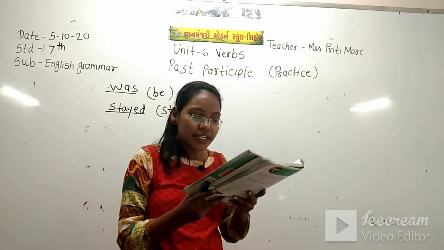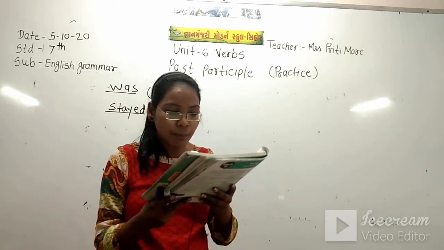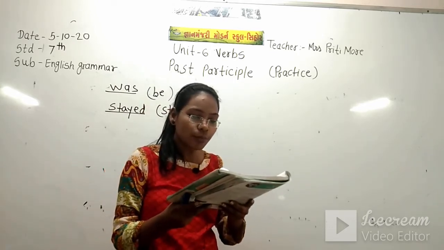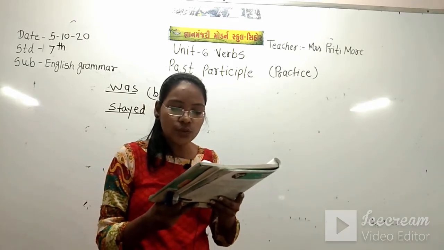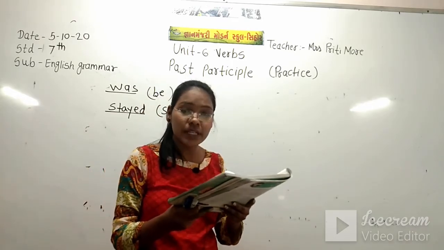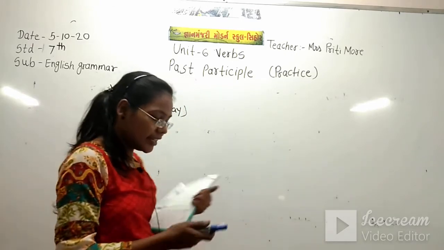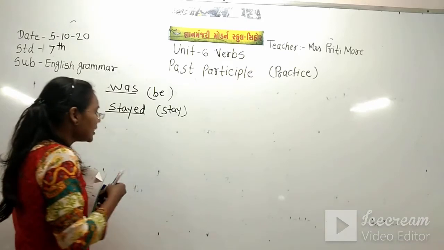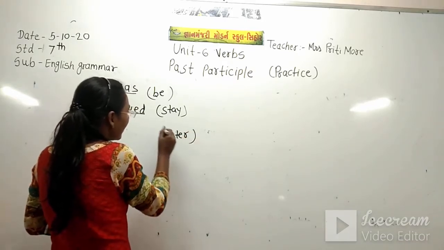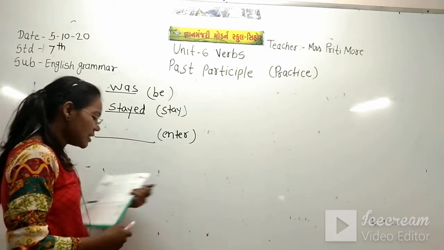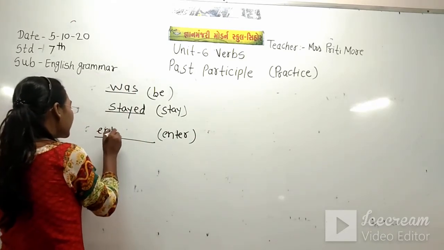An experienced pilot, she was flying a small Piper Warrior over the open water. The sun was beginning to set when she, in the bracket enter is there. In the bracket enter is there. And here the blank space is there. So what will come on the blank space? Entered.